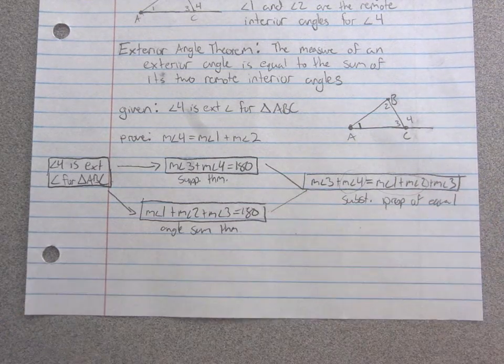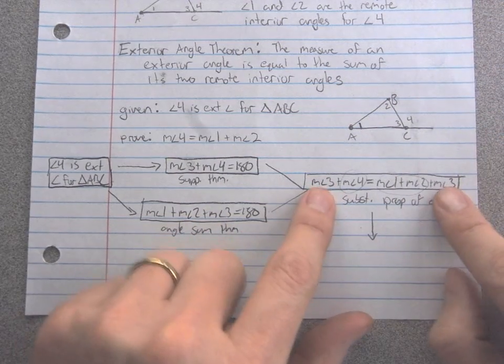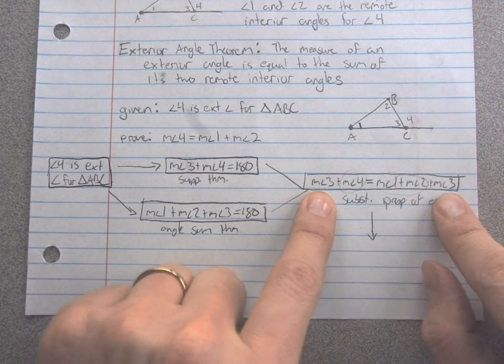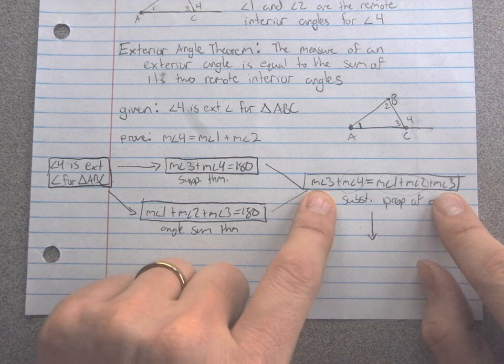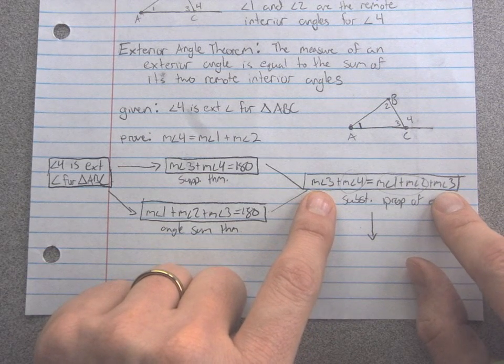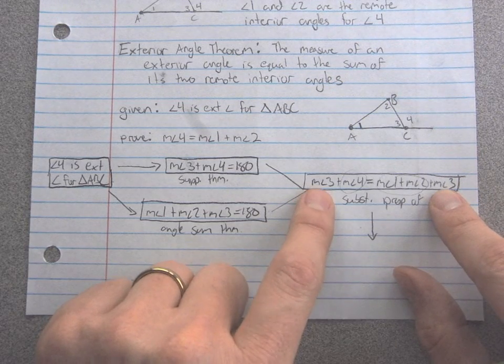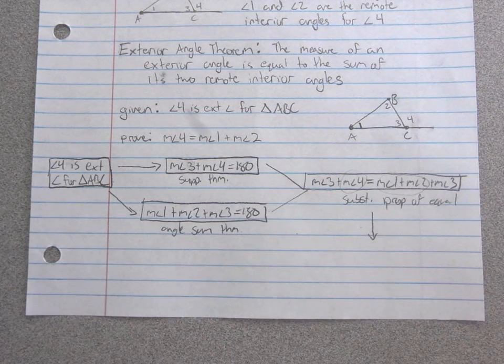But we have these pesky measures of angle 3 out there, right? And so what we're going to do is the same thing that we've done in many other proofs, is we're just going to subtract the measure of angle 3 from both sides. Sometimes in the textbook, it will mention or say something like the measure of angle 3 is congruent to the measure of angle 3, just to establish that we're subtracting the same number off of both sides.